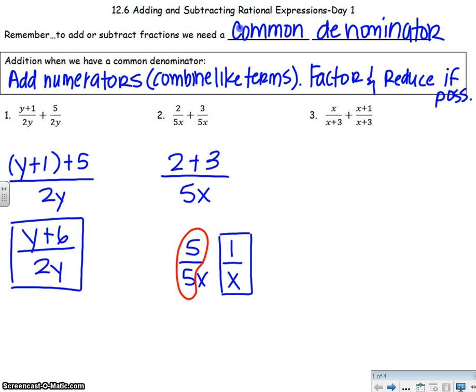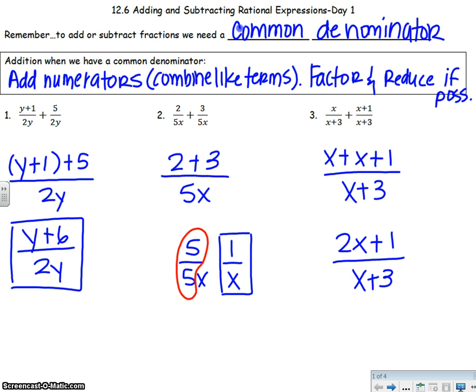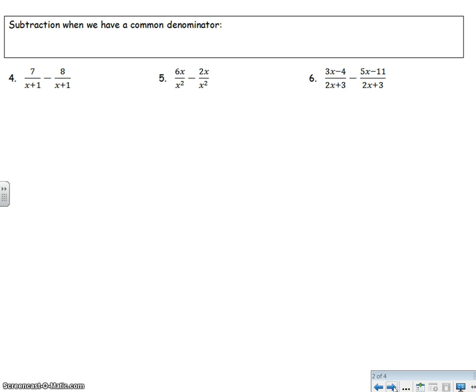And number 3. Our denominator this time is a binomial, x plus 3. It's not going to change what we do. We still combine our numerators, x plus 1. We'll combine our like terms as 2x plus 1 all over x plus 3. We check that there's nothing we can factor, and that's our answer. Let's go ahead and look at some subtraction.